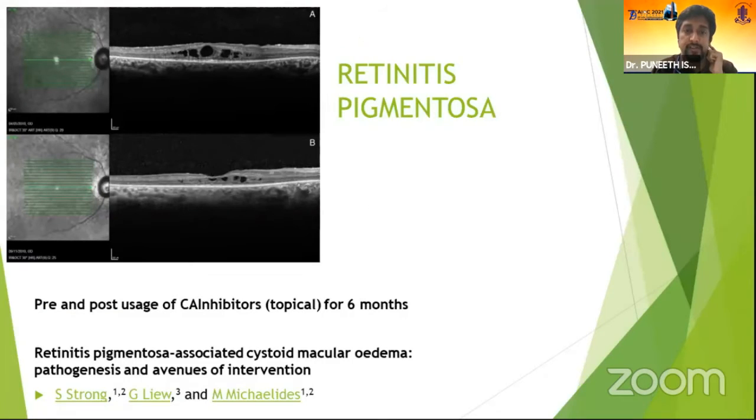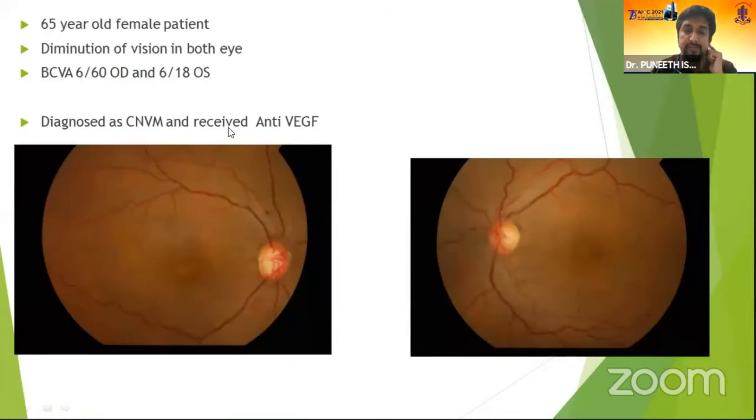So this is a patient with cystoid spaces in retinitis pigmentosa. This will not respond to anti-VEGFs or steroids. This is one more patient who was misdiagnosed as a CNVM, an old lady.